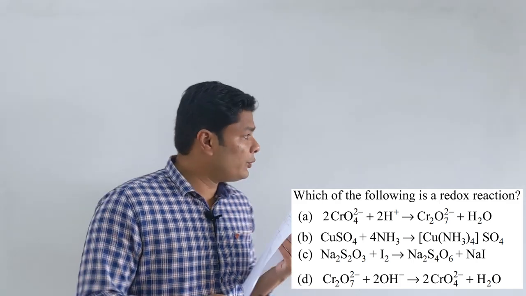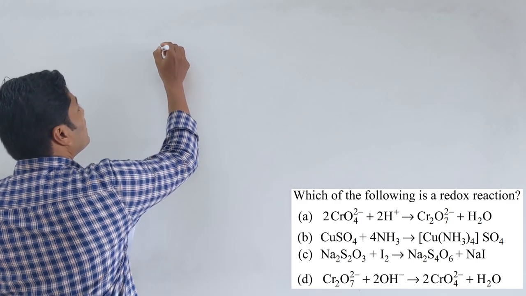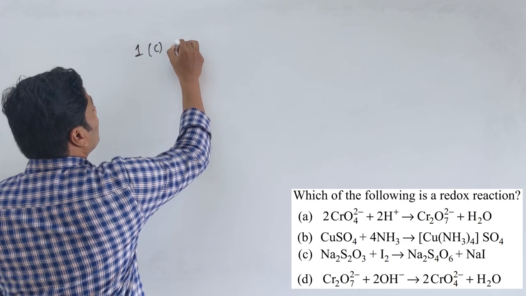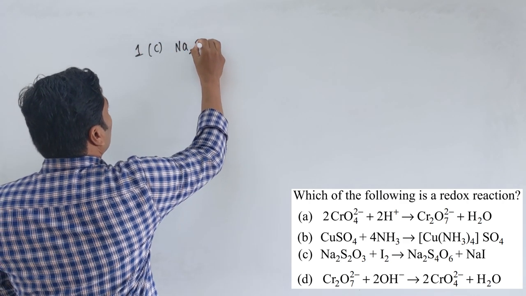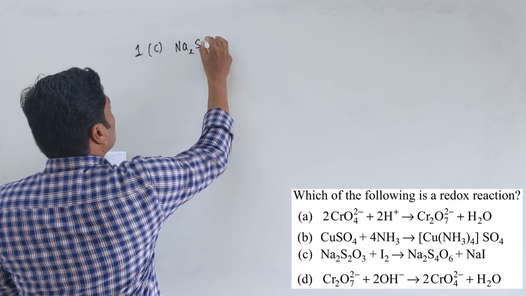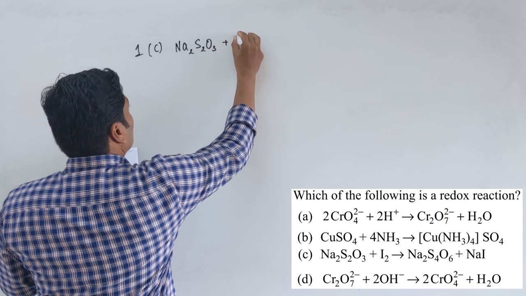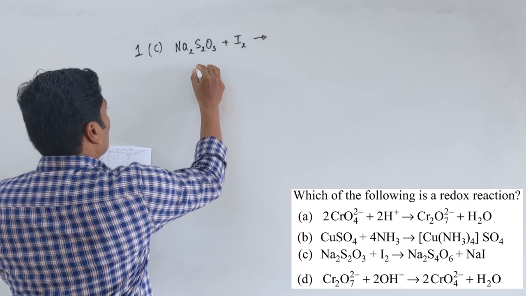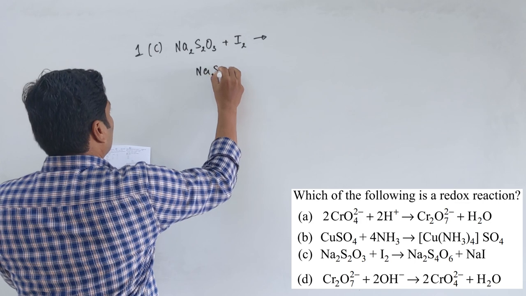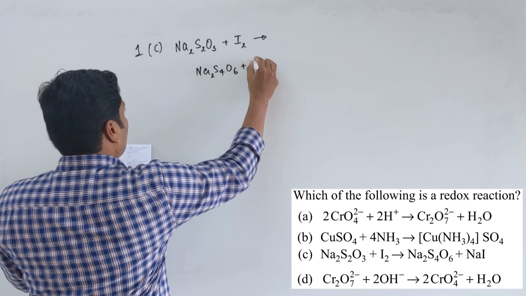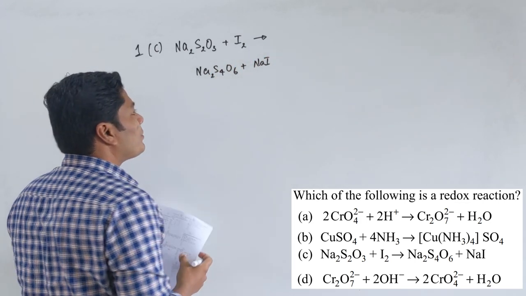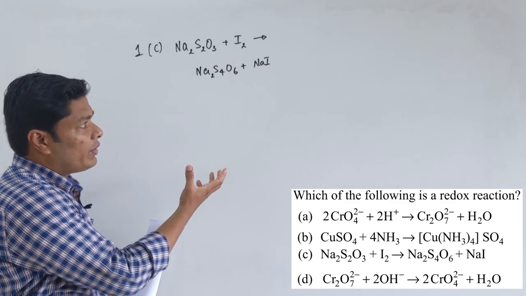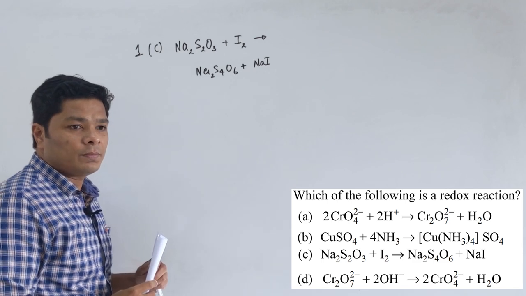Now if you want to actually do the example, let's look into option Charlie. They have given you Na2S2O3 plus I2, giving you Na2S4O6 plus NaI. So this is the option given. Let's even look into knowing which ones have oxidized, which ones have reduced.